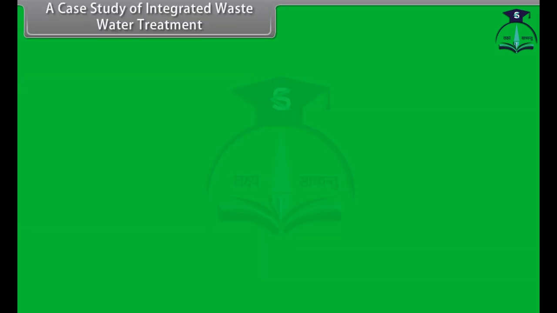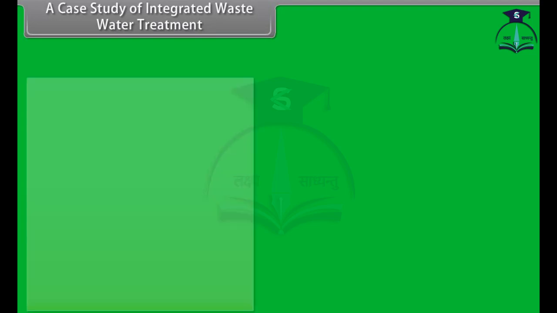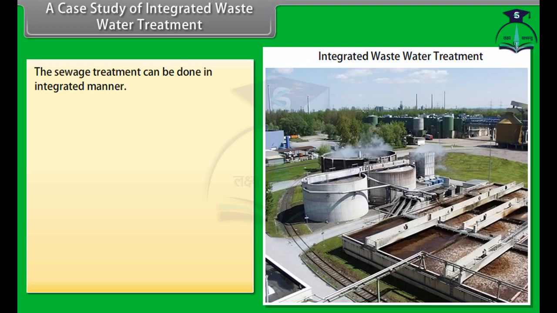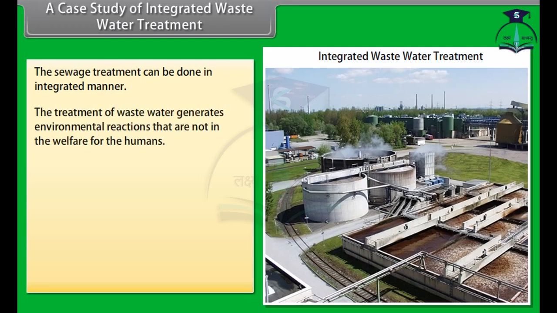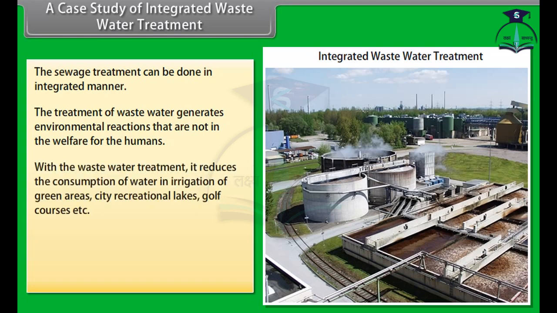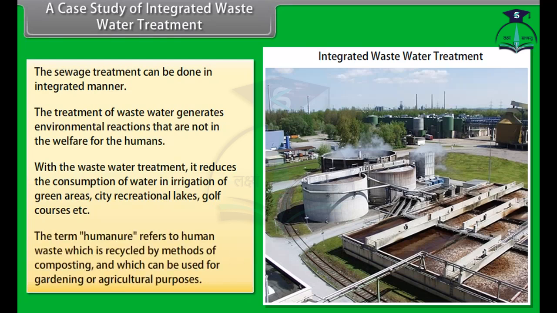A case study of integrated wastewater treatment. The sewage treatment can be done in an integrated manner. The treatment of wastewater generates environmental reactions that are not in the welfare of humans. With wastewater treatment, it reduces the consumption of water in irrigation of green areas, city recreational lakes, golf courses, etc. The term humanure refers to human waste which is recycled by methods of composting and which can be used for gardening or agricultural purposes.